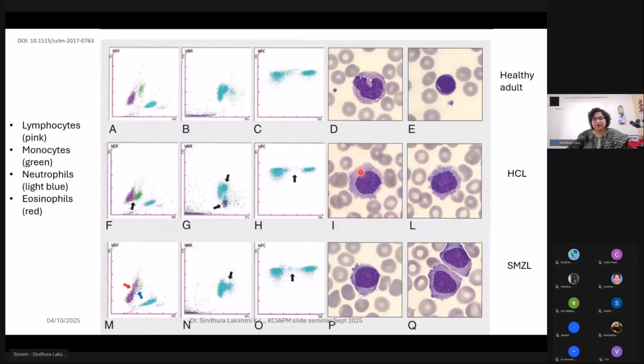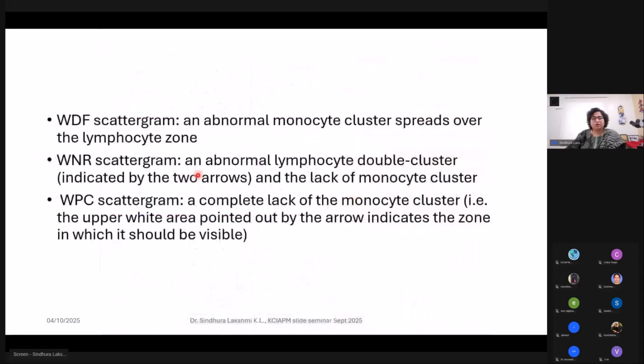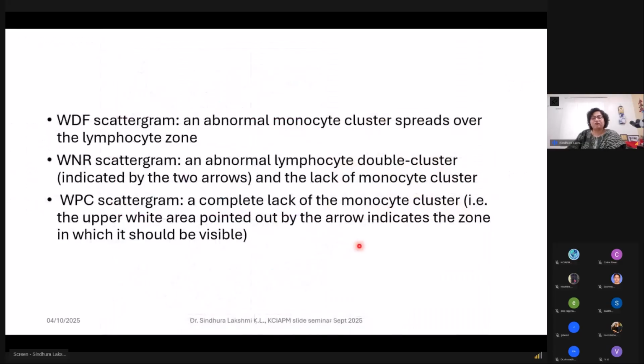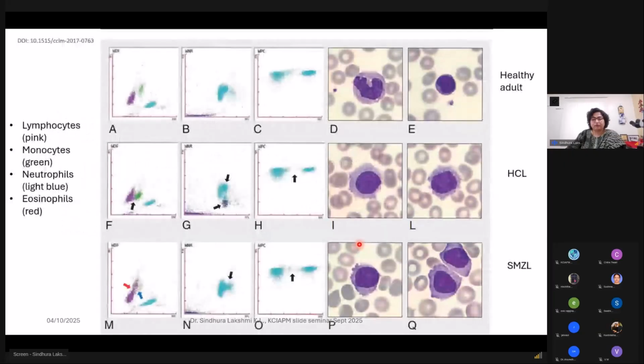So this is a normal monocyte, normal lymphocyte. You see hairy cells over here, circumferential hairy projections in the HCL, whereas polar projections in SMZL, that is marginal zone lymphoma, will also have villous projections, but it will be polar as opposed to circumferential hairy projections in HCL. Now, on the histogram, there may be an abnormal monocyte cluster spreading over the lymphocyte zone, or there may be a lymphocyte double cluster, which was indicated by these two arrows, or there may be a complete lack of monocyte cluster, which is supposed to be here, which may be absent in case of HCL.